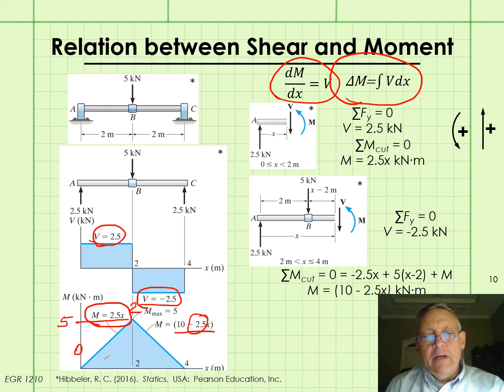And the area under the shear curve between 0 and 2, it's just a rectangle, so it's just going to be the 2.5 times 2. And remember, this is 2.5 kilonewtons times 2 meters. So the area under the shear curve is 2.5 times 2, or 5 kilonewton meters. So that checks.